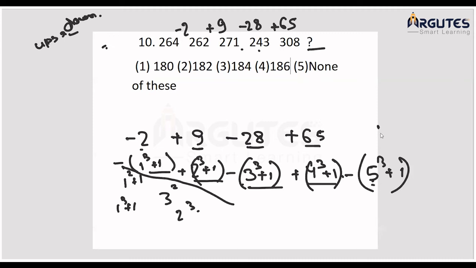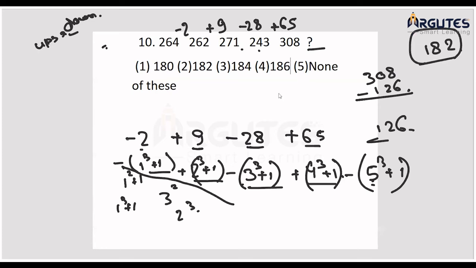5 cube plus 1 is 126. So subtract 126 from this 308. What will be the result? The result will be 182. So our answer will be option 2, 182. Okay, this was a type of ups and down series.